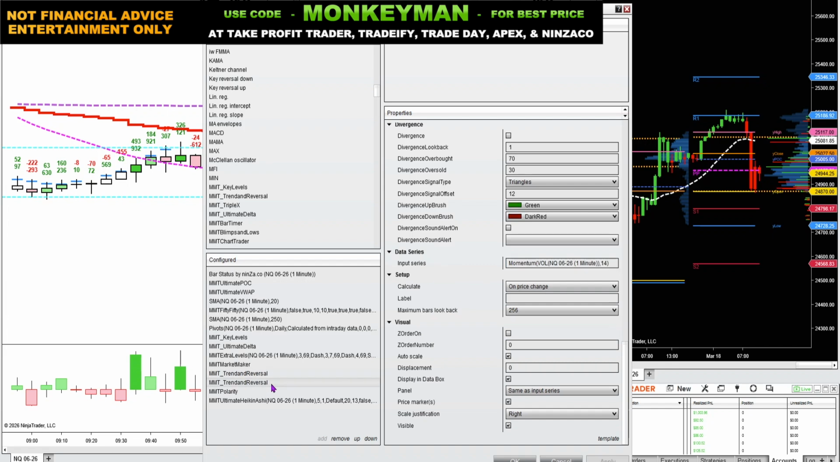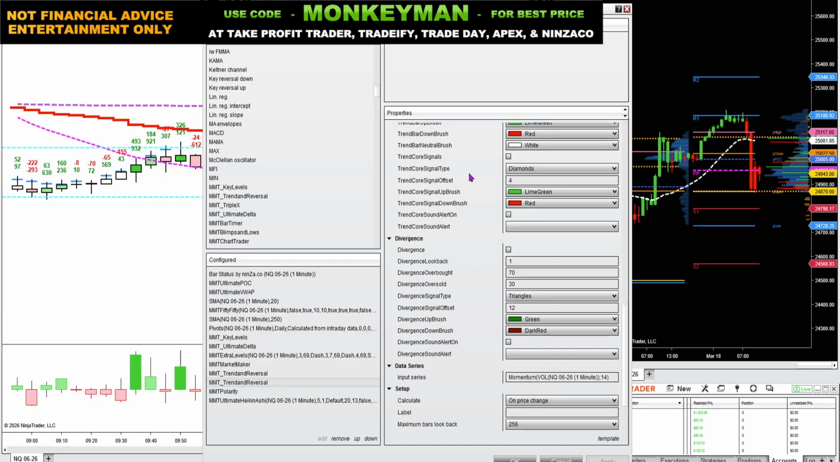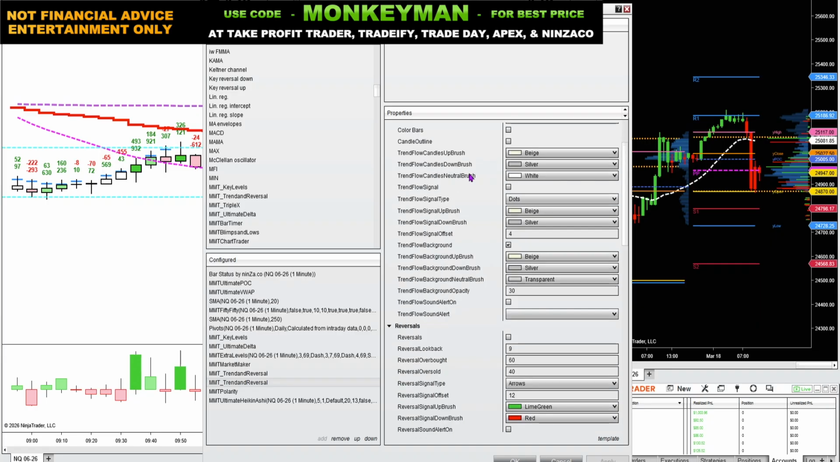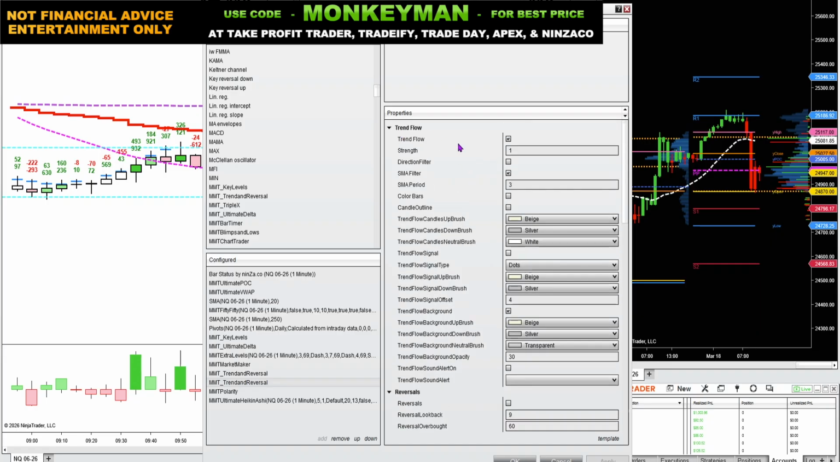But this instance of the trend and reversal, this is what is measuring the momentum of the volume. This is calculating on price change. I'm not measuring the divergence, the trend core, or the reversals. I'm only measuring the trend flow. I've got it painting the background. Up brush is beige, down brush is silver. I've got a strength of 1, directional filter is off, SMA filter is on with a period of 3.